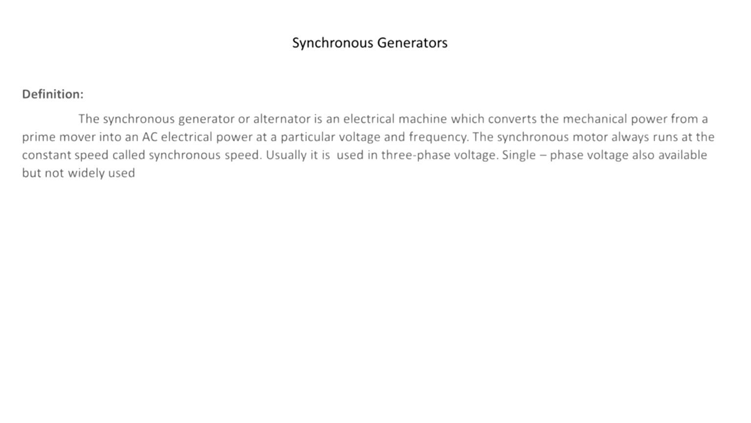Synchronous generators. Definition. The synchronous generator or alternator is an electrical machine which converts the mechanical power from a prime mover into an AC electrical power at a particular voltage and frequency. The synchronous machine always runs at a constant speed called synchronous speed. Usually it is used in three-phase voltage. Single-phase voltages are also available but not widely used.